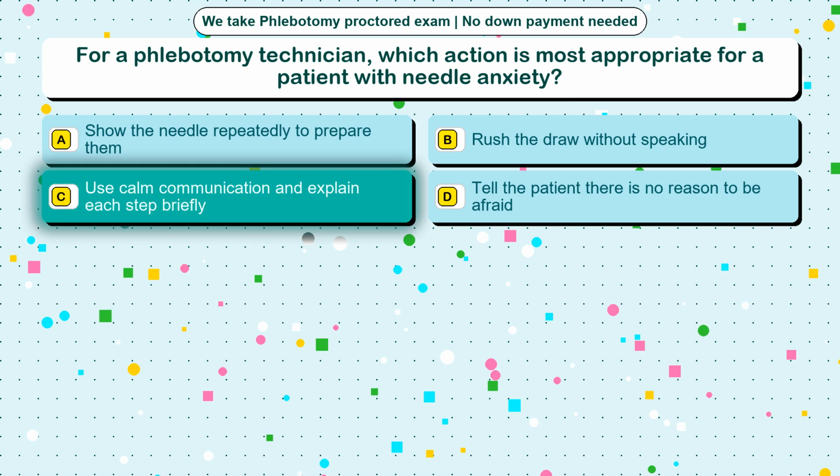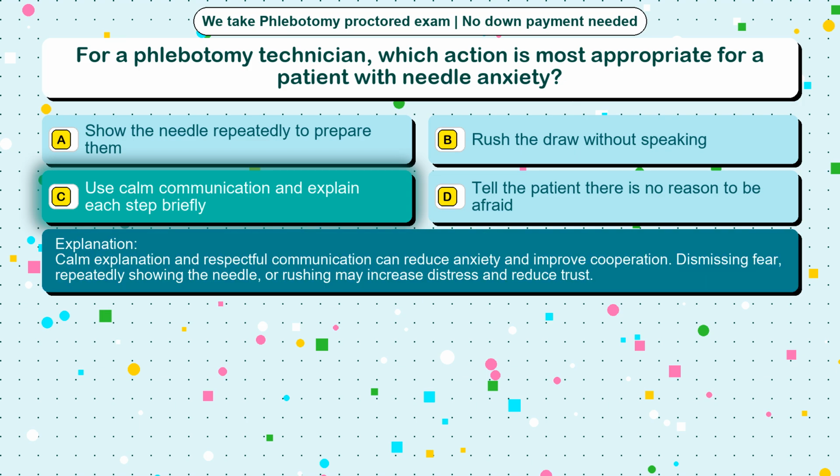The correct answer is option C. Use calm communication and explain each step briefly. Calm explanation and respectful communication can reduce anxiety and improve cooperation. Dismissing fear, repeatedly showing the needle, or rushing may increase distress and reduce trust.